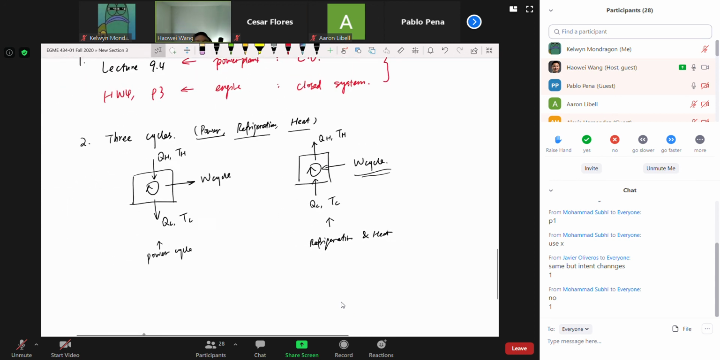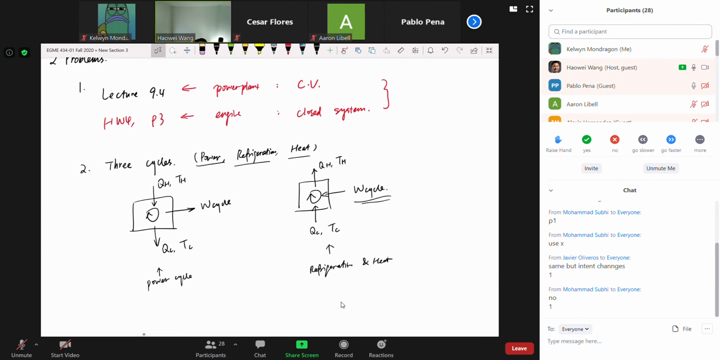I think that's it. That's the 2 problems. We've narrowed it down. Number 1, lecture 9.4, homework problem number 3. Number 2, the 3 cycles. Any questions? Professor, just to clarify for the second problem, are we going to do all 3 or are you just going to pick one? Pick 1 out of the 3. Okay, got it.